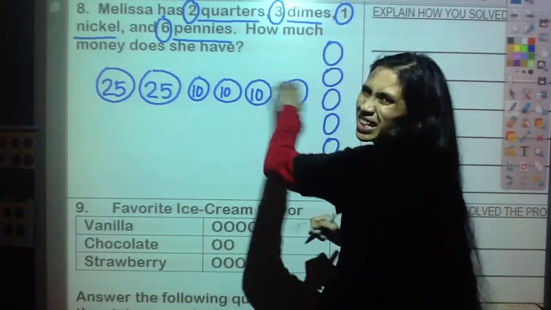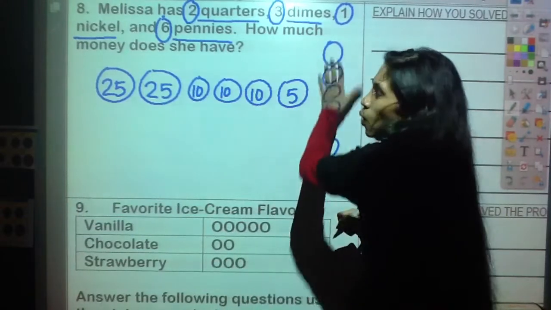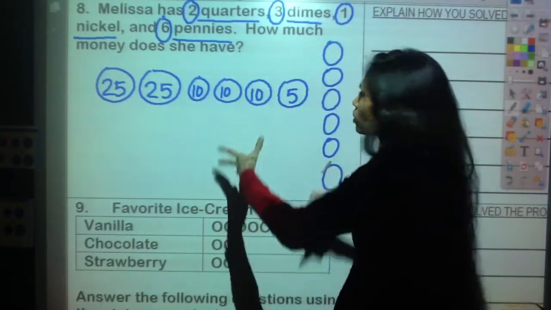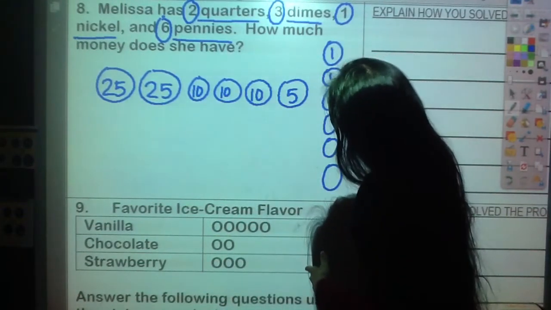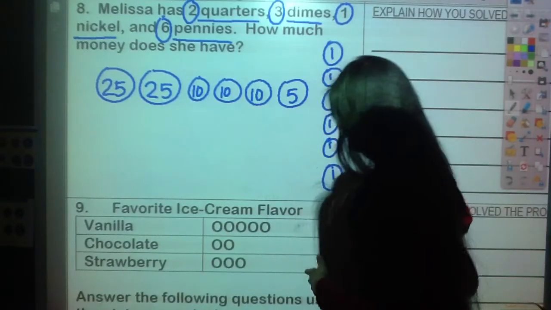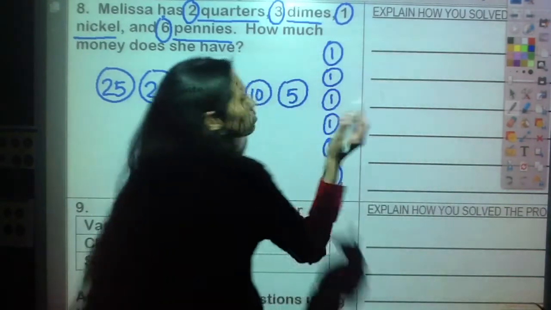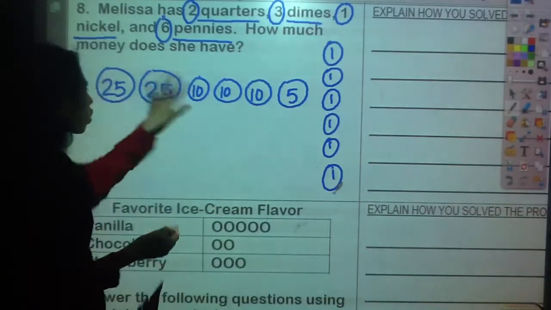All right, you don't have to do it like that. You can write it here. But I wanted to do it on the side so we can work it out here, okay? So pennies are worth 1 cent each. All right, so let's add them all together. Let's do the quarters first.